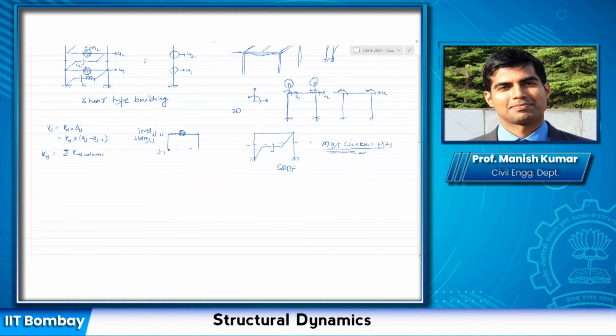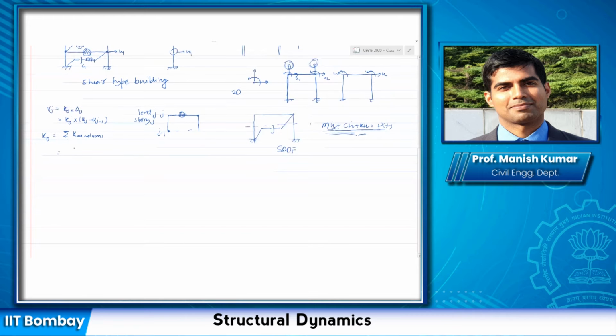Now, if we consider it to be a fixed connection, which is the case for a shear type building, then this simply becomes the sum of 12 EI by h cube, where h is the story height, over all columns, sum over all columns. Okay, similar to story shear, this is the contribution due to the stiffness of the story.